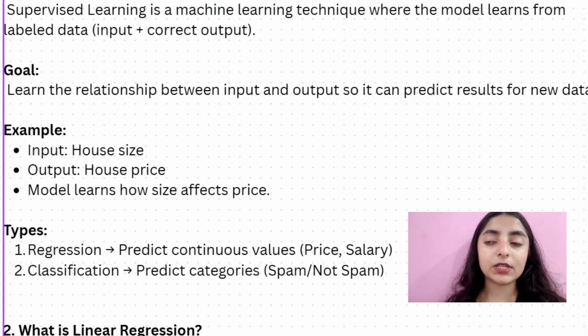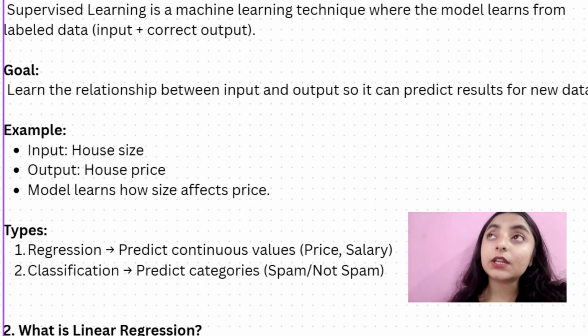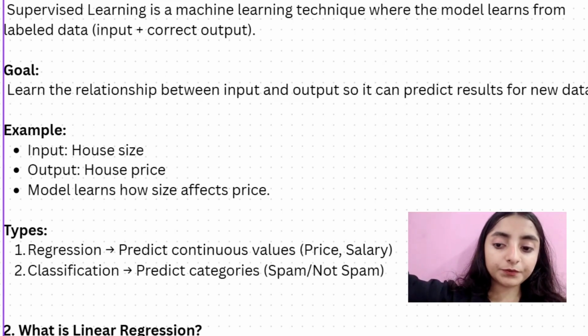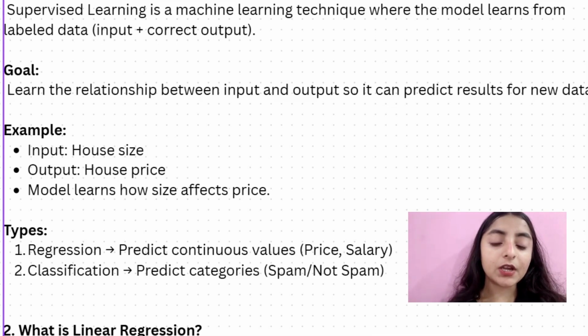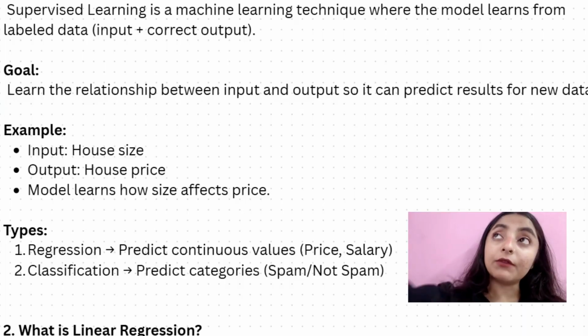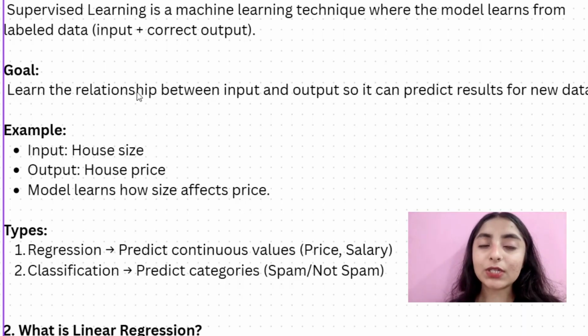In supervised learning, there are two types. What are the two types? The first type is regression and the second type is classification. What does regression mean? It predicts continuous numerical values. So, what is a continuous numerical value? Like it is increasing day by day, and the values are in numerical format.